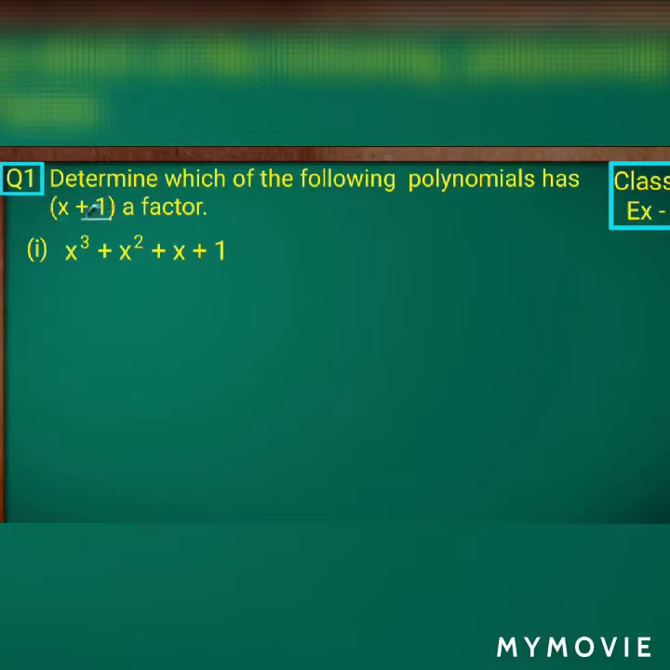So now we'll just start with the first problem of exercise 2.4. Determine which of the following polynomials has x plus 1 as a factor. What did I say just now? That x plus 1 should be equal to 0. Then we have to find the value of the variable x. That value of x should be substituted in the given polynomials.